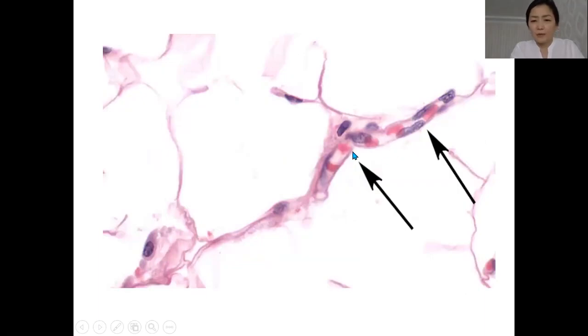In this slide, we can see a longitudinal section of capillaries. These are long capillaries with a very thin wall. This is the nucleus of an endothelial cell, and this is the lumen part. In the lumen, an RBC is visible. Look, in this slide, you can see that the wall of the capillaries is very thin. Only tunica intima is present here.